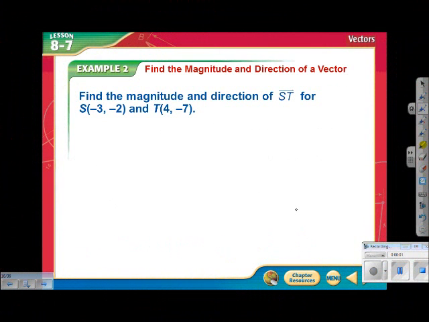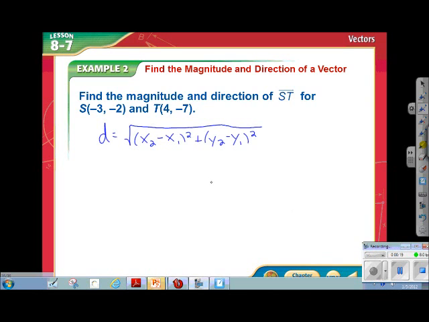For example 2, you're to find the magnitude and the direction of vector ST for the ordered pairs S at negative 3, negative 2, and T at 4, negative 7. Magnitude is just the length of the vector. So all you have to do is the distance formula. If you forgot the distance formula, there it is. You're just subtracting the x's and subtracting the y's.